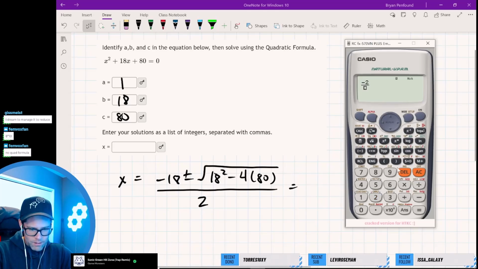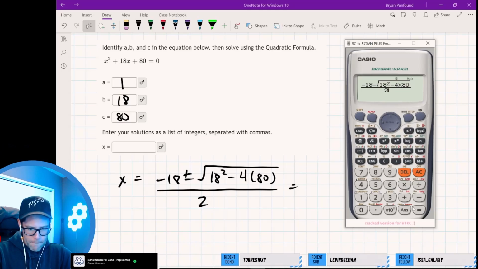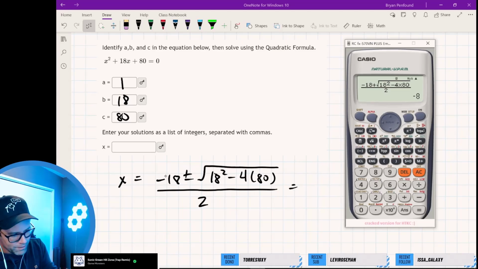Okay, sure. So let's go negative 18 subtract the square root of 18 squared minus 4 times 80, all over 2. So the negative solution is 10, and if we pop back in to get the positive solution, I can just update this particular sign to a positive sign. The positive solution is negative 8.